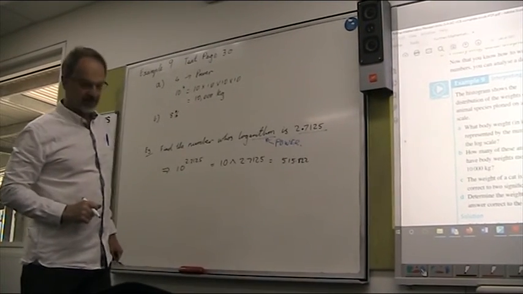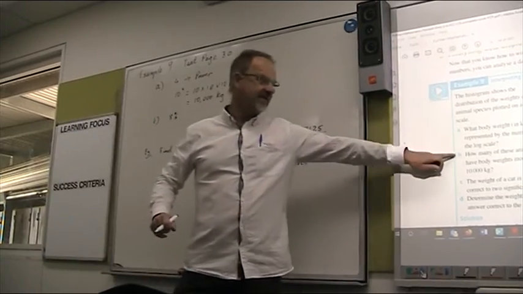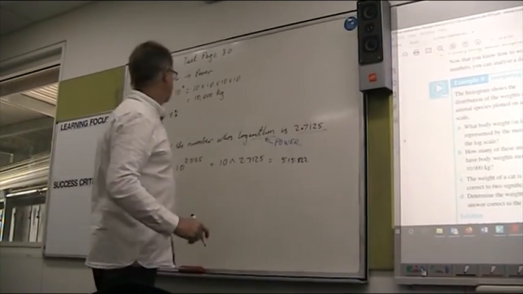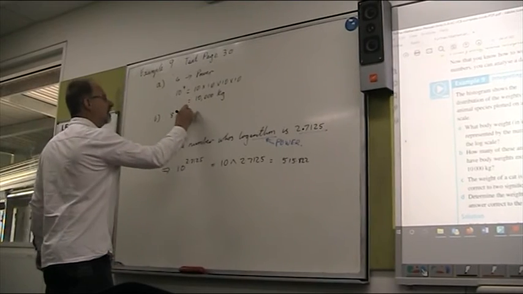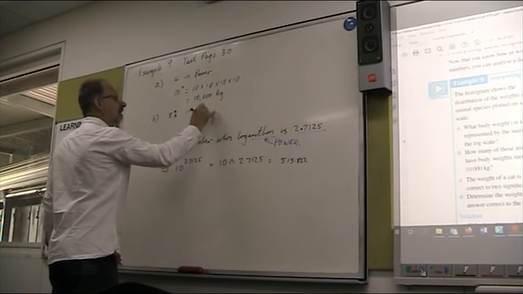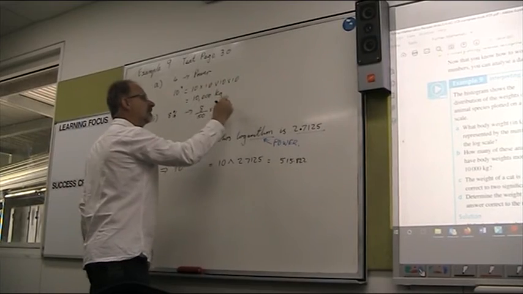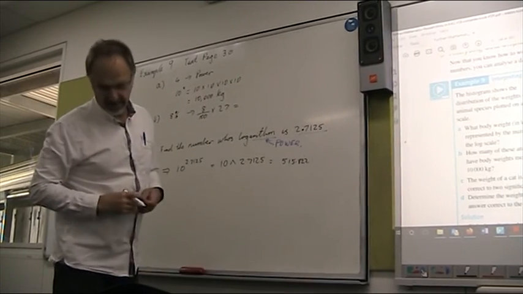And it asks how many, doesn't it? It says how many, it doesn't say what percent, it says how many. So how many? 8 over 100 times 27. So how many animals?